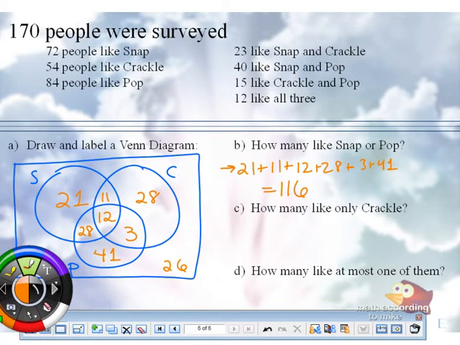How many people only like crackle? 28. There's nothing to show there. That comes directly from the chart. It's this number right here.